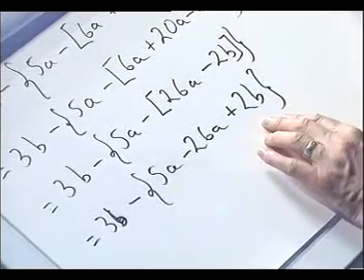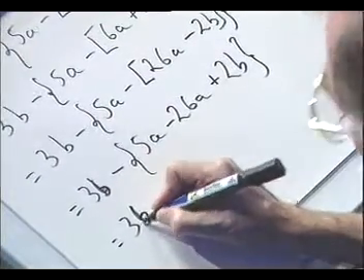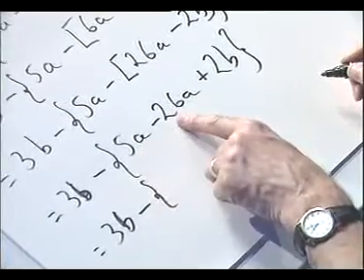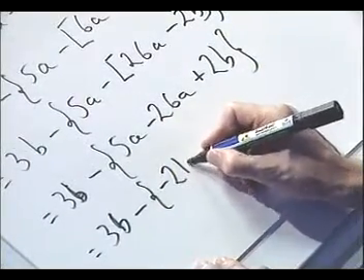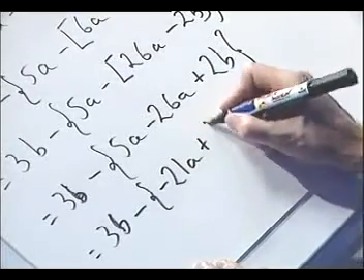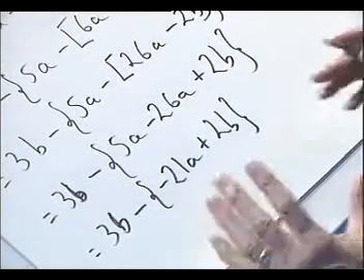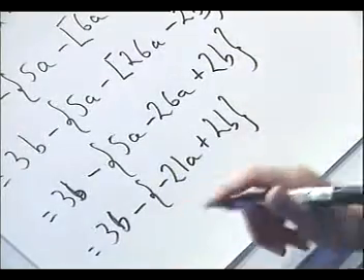Now we can simplify this. 3b minus 5a, take away 26a. So that's take away altogether, or minus 21a, plus 2b. Close the bracket. And now we come to the final step, almost the final step anyway. We can get rid of these curly brackets.